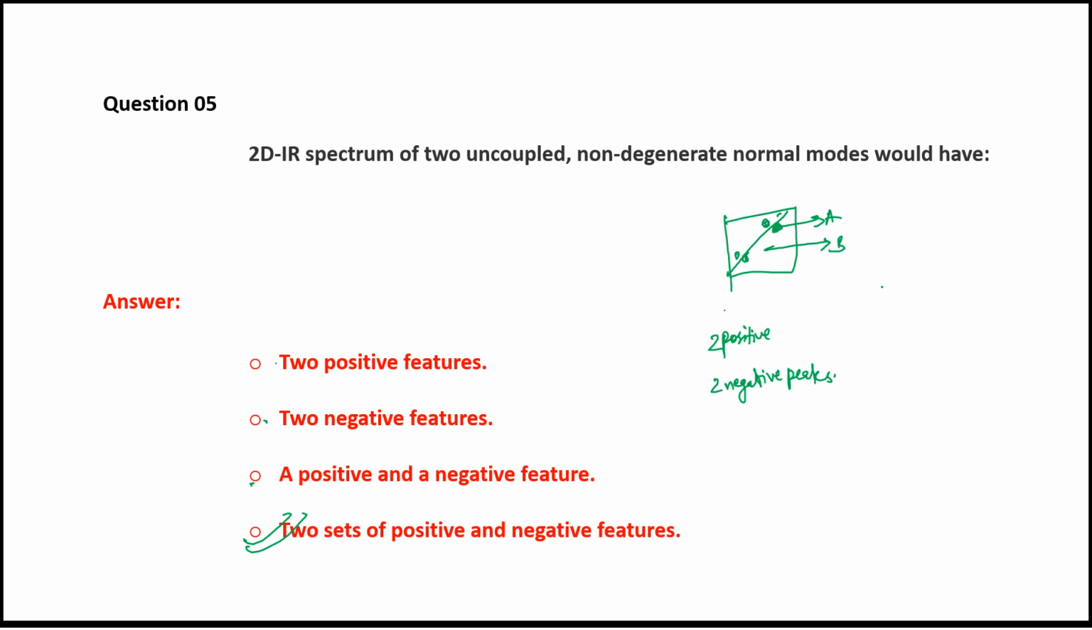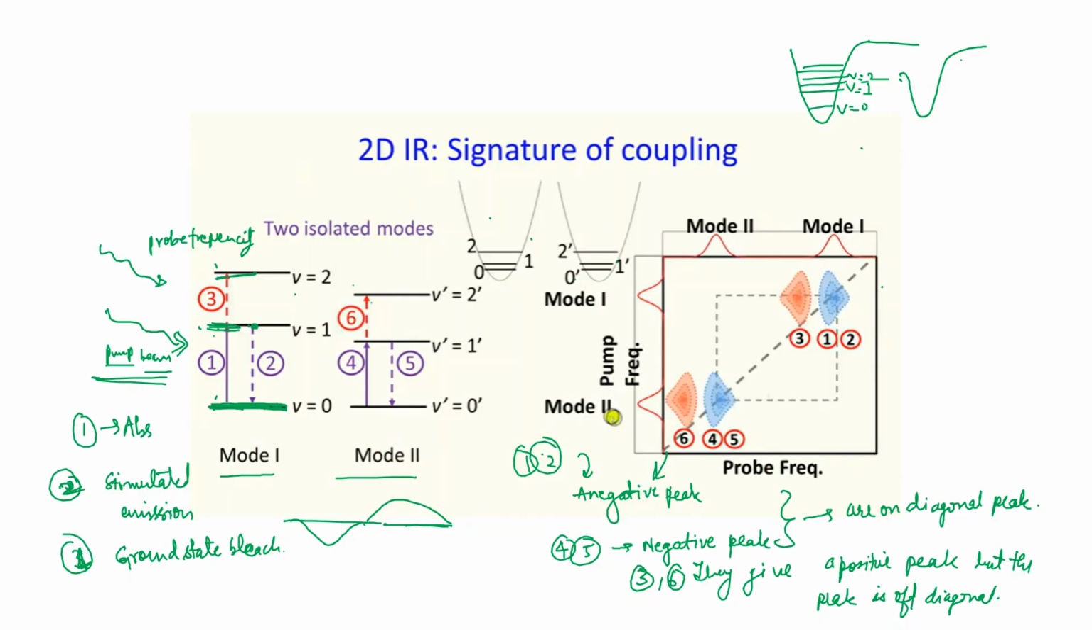See if coupling is happening or not. What do these non-degenerate normal modes mean? That the energy gap between the two modes for each level is not the same. When we consider the case in mode 1, some amount of absorption is happening from the ground state population reaching the higher state. Similarly, stimulated emission is happening.